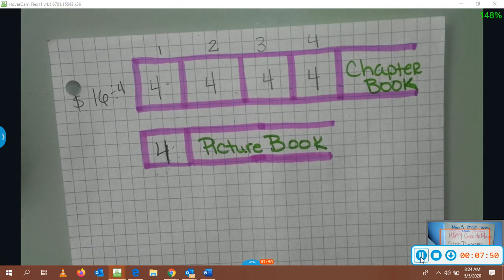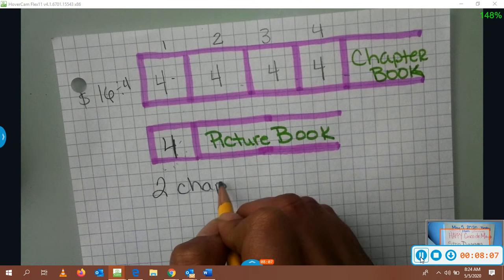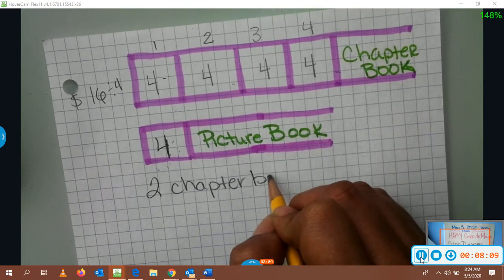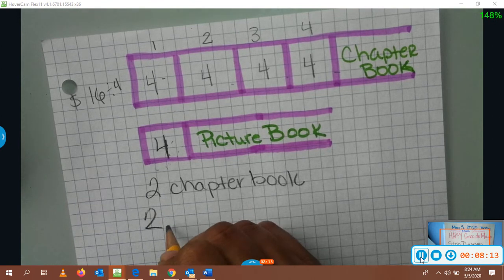So a picture book only costs 1 of those blocks. How much does each picture book cost? $4. How much does a chapter book cost? $16. So altogether, they want to know how much will 2 chapter books and 2 picture books cost?